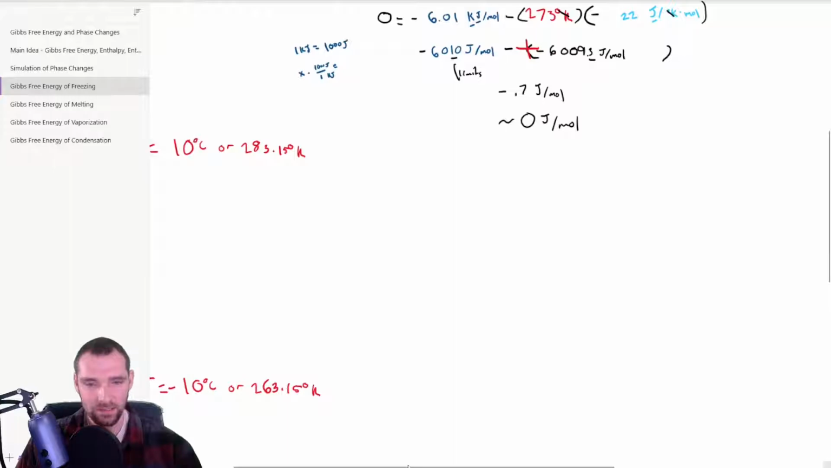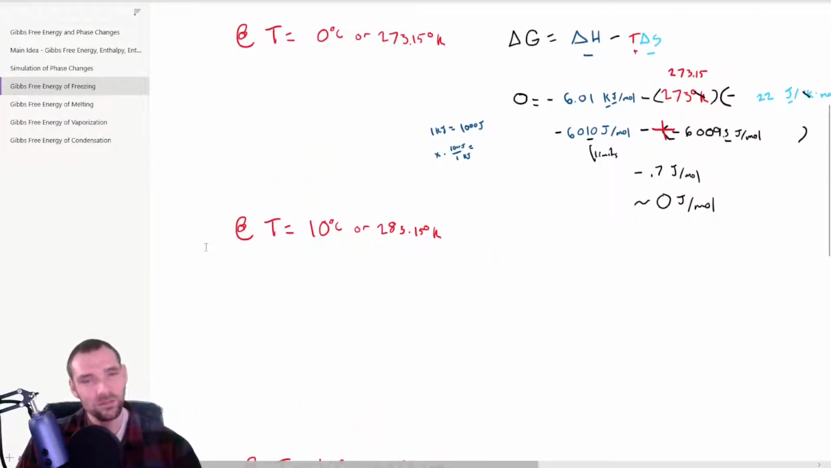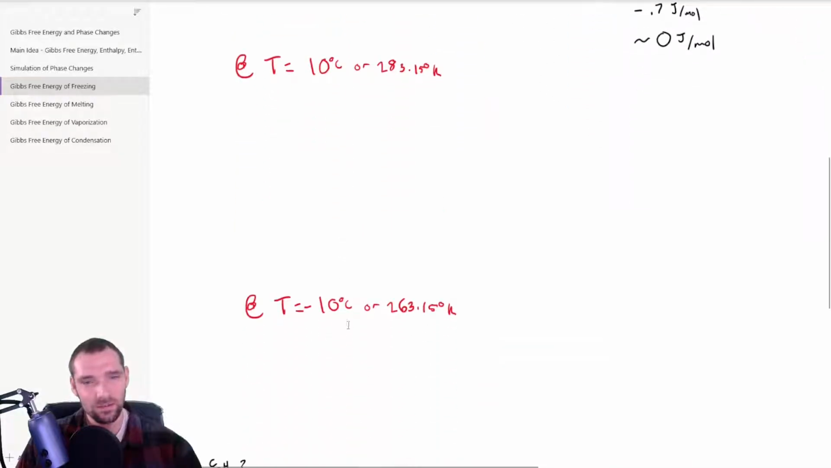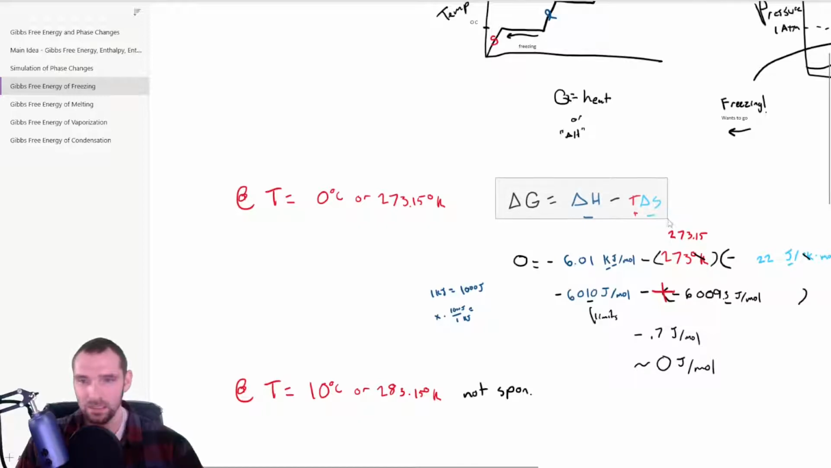Then you should ask yourself, and we'll go through some calculations like this, does water freeze at 10 degrees Celsius or negative 10 degrees Celsius? And just conceptually check that. I know that water freezes, so this is spontaneous, and this is not spontaneous. And so I'm going to check that with our actual math now. If we plug in these values, we should be able to do that.